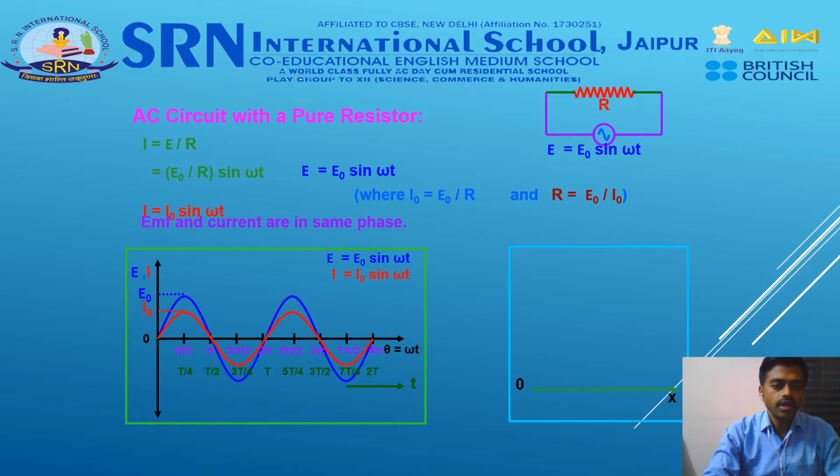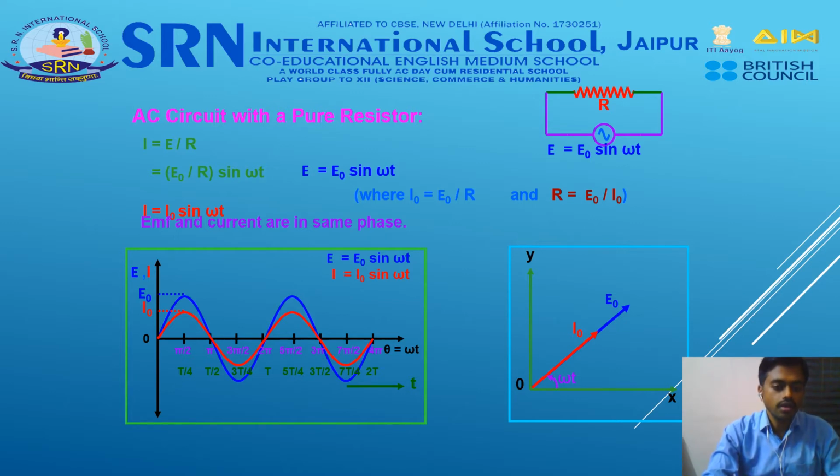Now with the help of this expression we can find the value of current, that is I is equal to I naught sin omega t. Here, with the help of the equation of current and EMF, we can obtain that current and EMF are in the same phase. Same phase means if the value of current increases, the value of EMF also increases, and if it decreases, both values decrease.